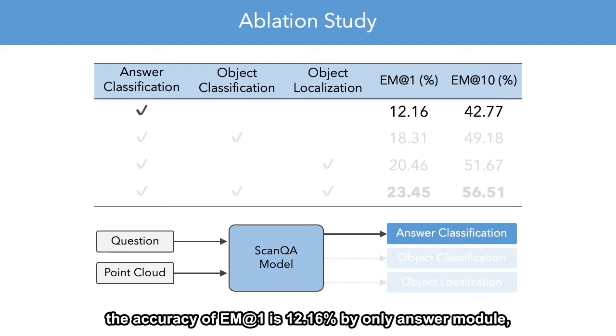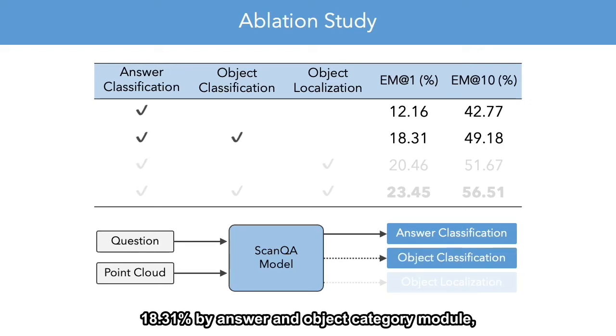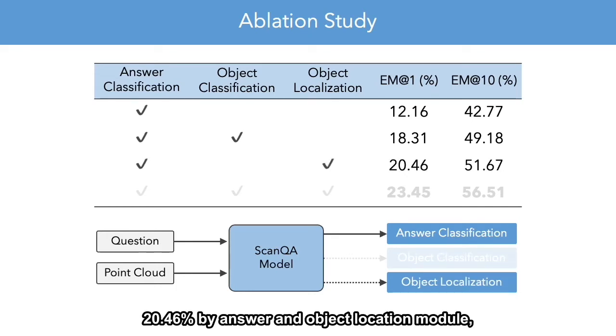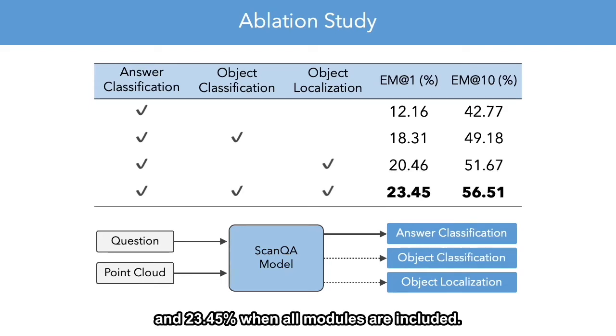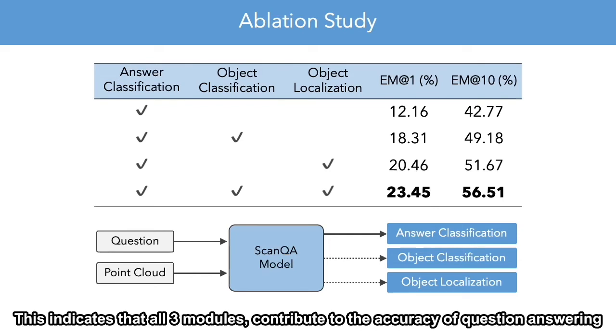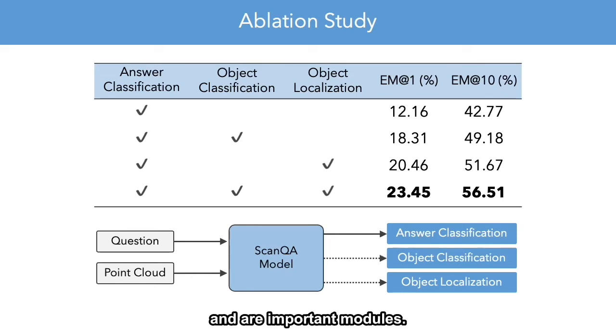Finally, we realize the accuracy of EM at 1 is 12.16% by only the answer module, 18.31% by the answer and object category module, 20.46% by the answer and object location module, and 23.45% when all modules are included. This indicates that all 3 modules contribute to the accuracy of question answering and are important modules.